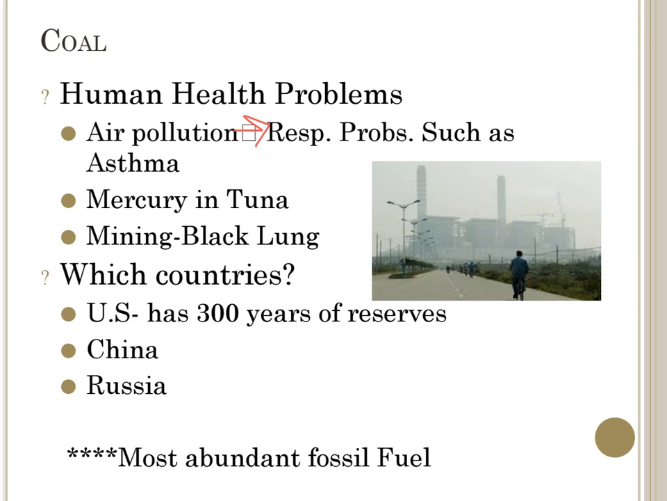So what are the main countries for coal? The United States has 300 years of reserves for coal. It's the most abundant fossil fuel in reserves, not the most abundantly used energy source. It's the most abundantly used electricity source, but the most abundant energy source is oil. But we have the most coal of all fossil fuels in our reserves in the world. China has a lot of coal, and so does Russia.